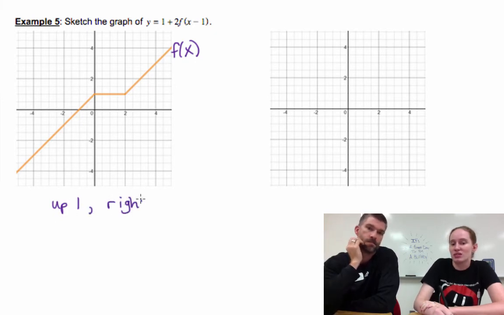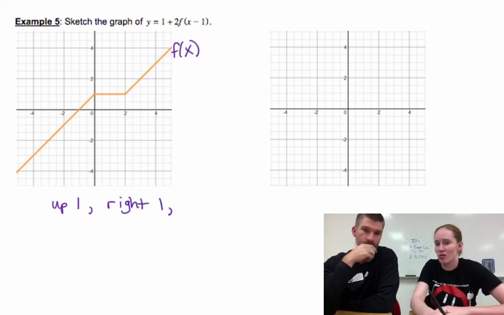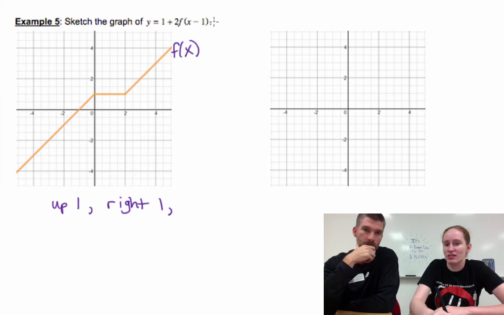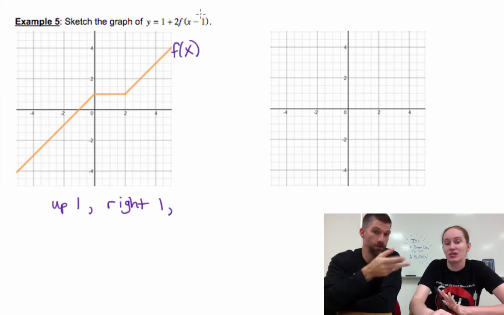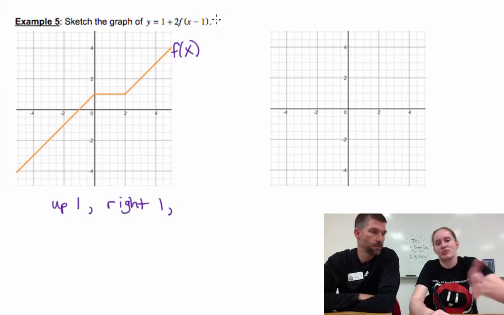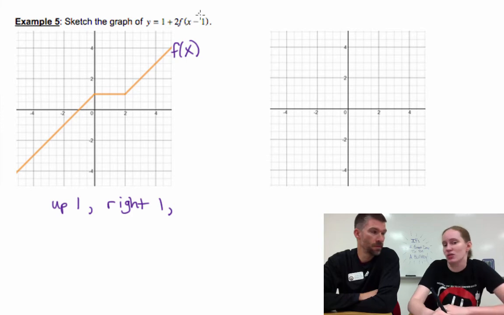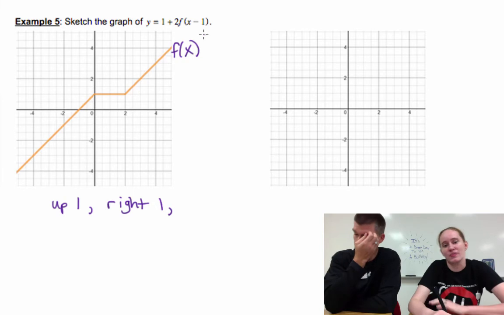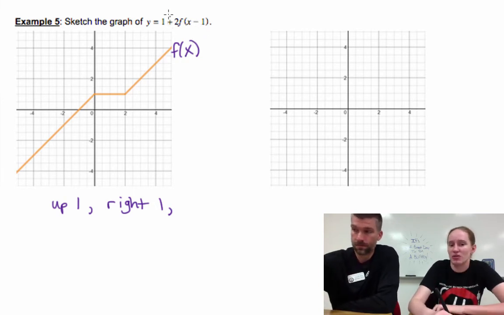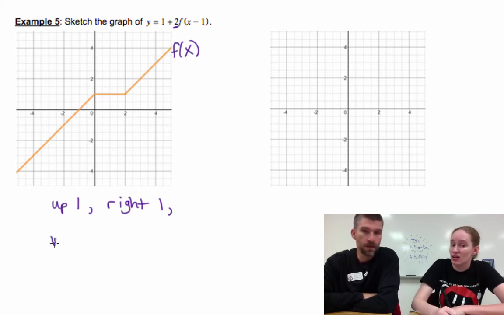Now let's make sure that our viewers at home follow the fact that this 1 right here, even though it's in front, is still adding 1 to our function. Right. So we've been saying f of x with a plus 1 at the end, but it can be at the beginning as long as it's being added to our function. Commutative property of addition. Either way. And then the last part, which we haven't mentioned yet, is the 2 in front of f of x, which is a vertical stretch by a factor of 2.